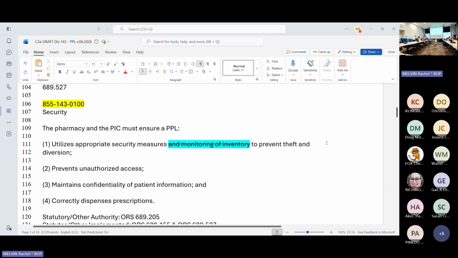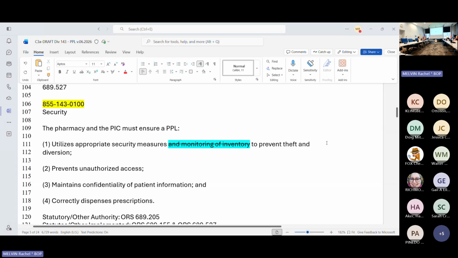So thinking sometimes about utilizing appropriate security measures to prevent theft and diversion, we all know diversion happens. It's how you monitor it, how quickly you identify it, and what you do with that information. So having appropriate measures might seem appropriate, but it also might be a duplicative word. You could just say utilize the security measures to prevent theft and diversion, and that might get you where you need to go. And I see Board Member Kroger, please.